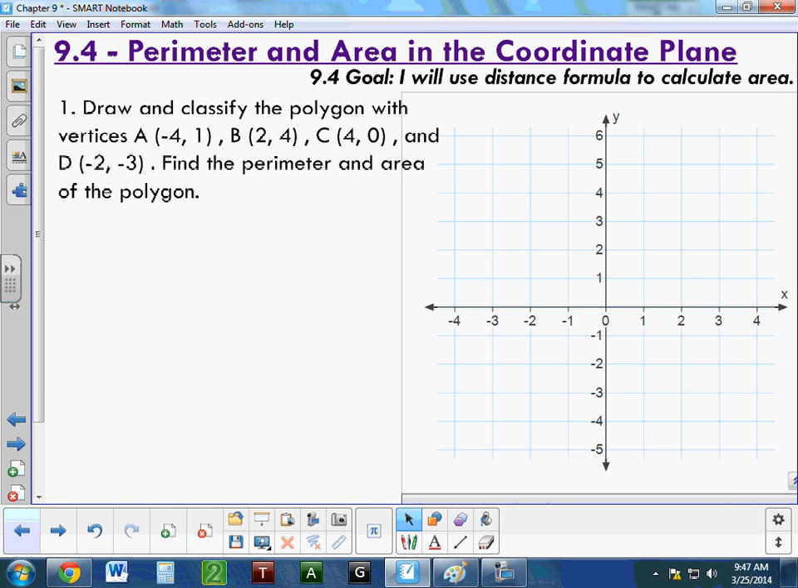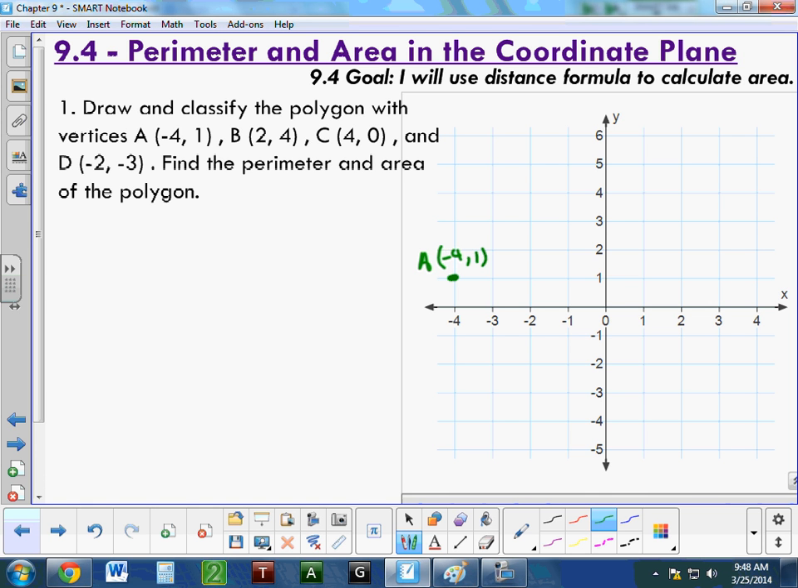So graph paper, if you have it, would be excellent. If you don't, that's okay. Just try and make it as neat as possible, only because I think it'll help you out. So I'm going to graph my 4 points here. I have A at -4, 1. I always label the points just because if you're going to end up doing slope and distance, it helps to see them on the graph.